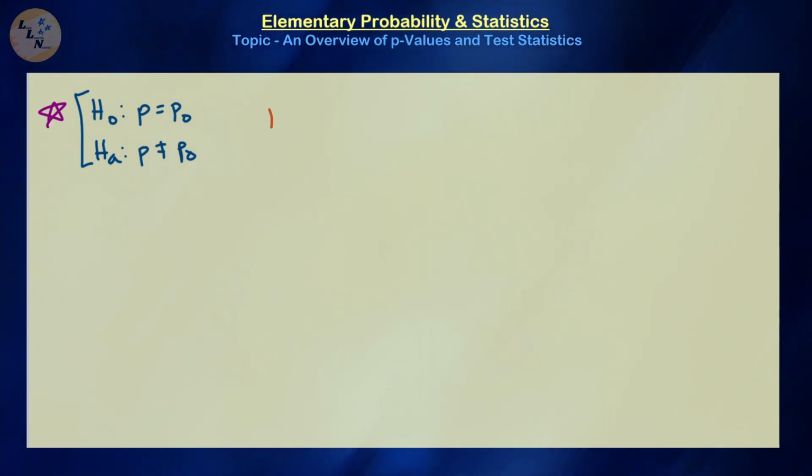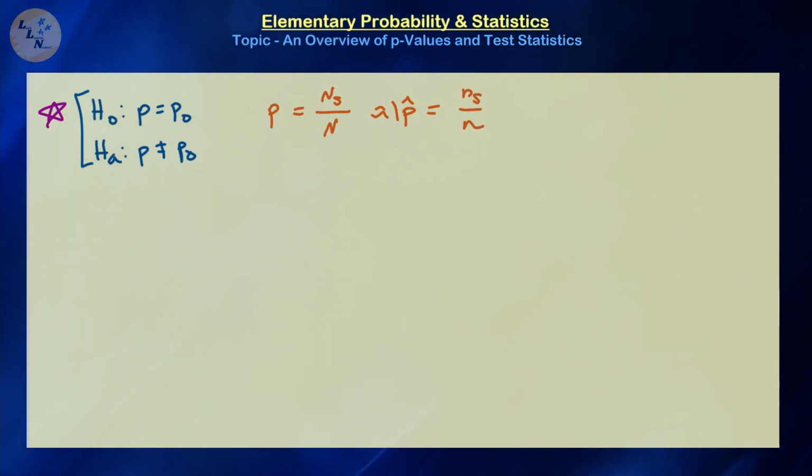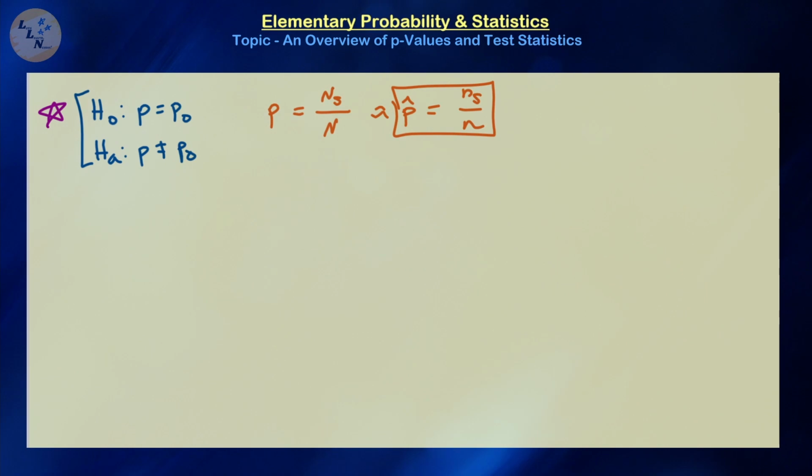And keep in mind the population proportion P is equal to the total number of successes in your population divided by the total population size. And we're going to be approximating this with a point estimate P hat, which is equal to the number of successes in our sample divided by the sample size that we collect from our sample. All right, so that has to come from a sample.